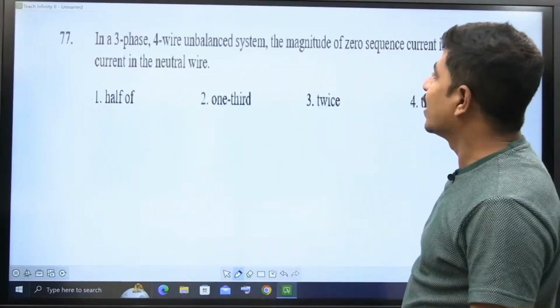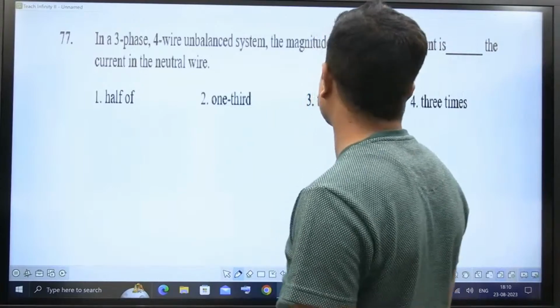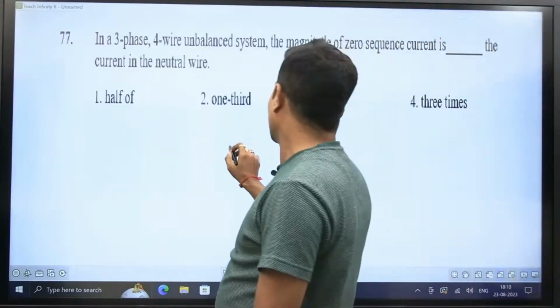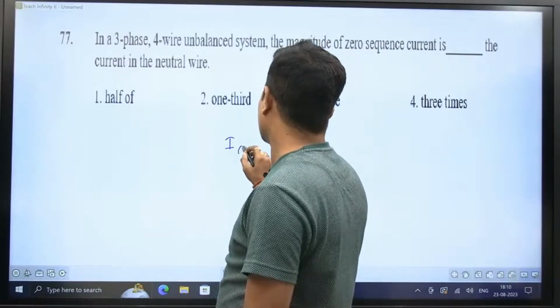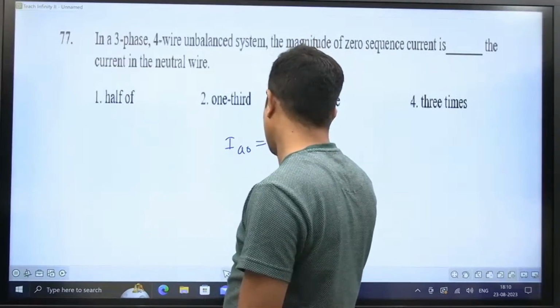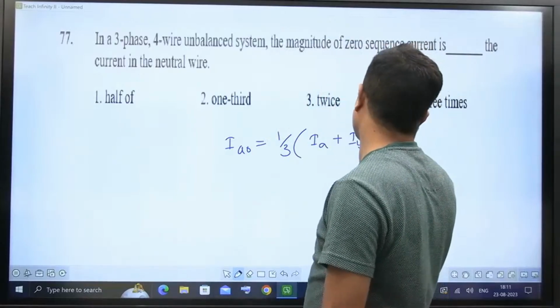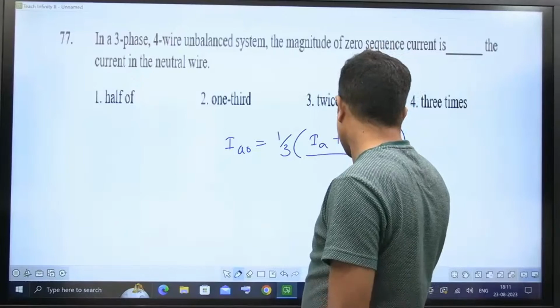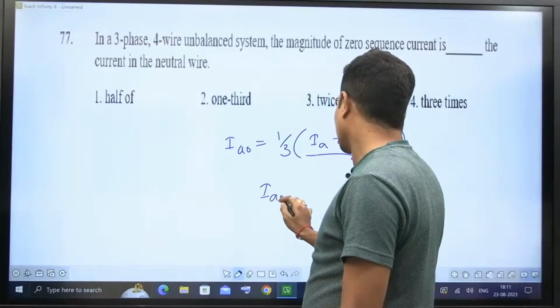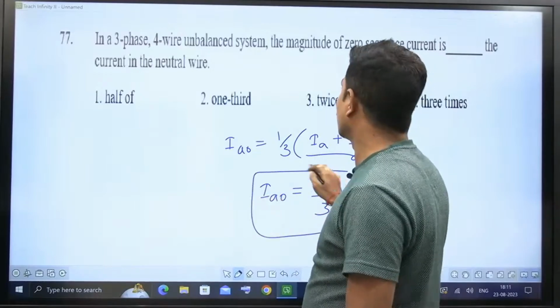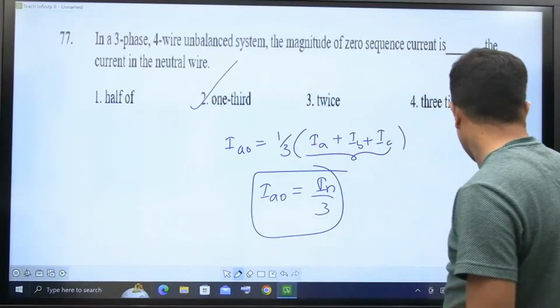Next question. In a three-phase four-wire unbalanced system, the magnitude of the zero sequence current is a dash current in the neutral wire. Zero sequence current IA0 is equal to 1 by 3 times of IA plus IB plus IC. This IA plus IB plus IC is nothing but the neutral current, right? It is 1/3 of it.